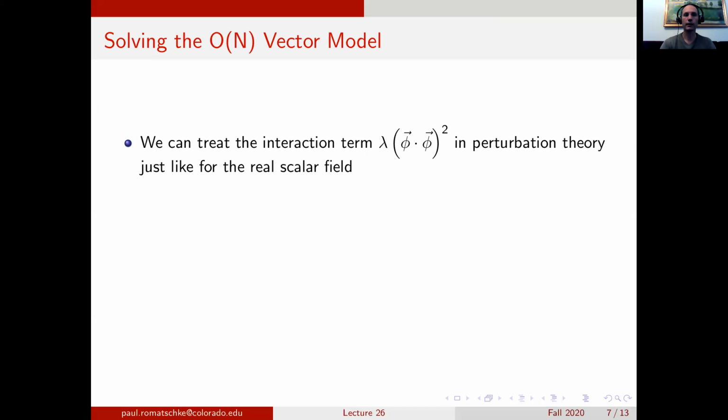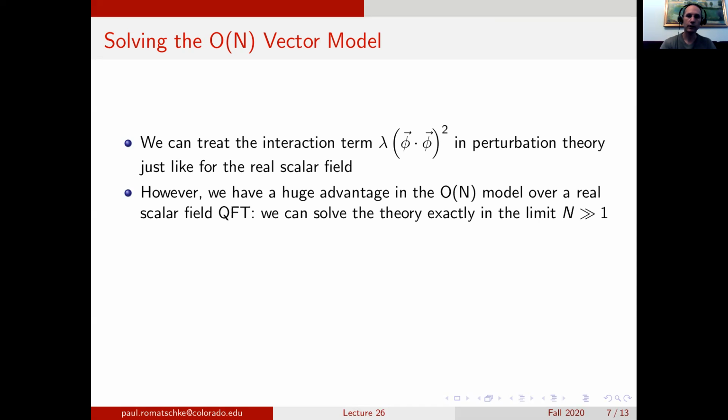Let us now talk about how to solve the O(N) vector model. So far, whenever we had an interacting quantum field theory, we were trying to get an idea of what the quantum field theory was doing by using perturbation theory, basically treating the interaction term as a small perturbation and doing a Taylor expansion of the exponential of this term.